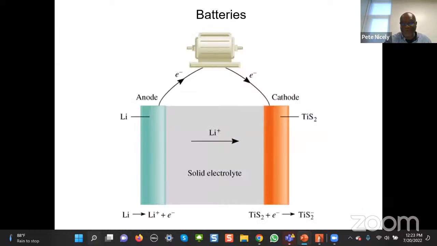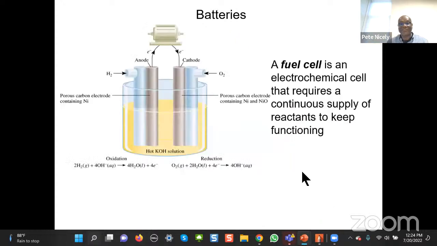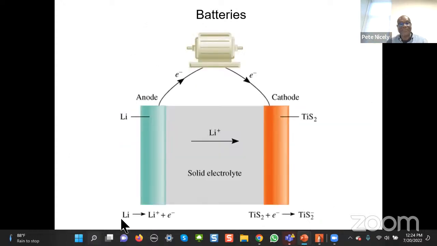Oh, I'm sorry, there's one more example right here. This is known as a solid state battery. In this case, these are the two half reactions consisting of lead as the anode, and the cathode is made up of titanium 4 sulfide. And as you can see here, these are the half reactions. So basically to get the net equation, you simply add this equation to that and you get your entire equation.